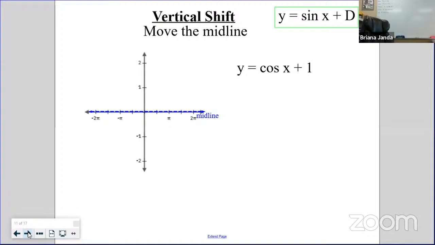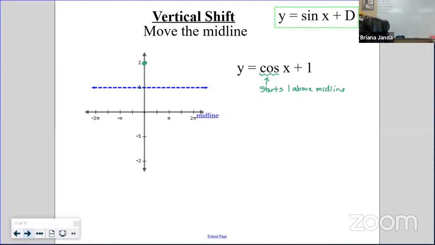So if it says cosine +1, that means my midline is the first thing I would move up 1, and then I would space my graph relative to that. So a cosine curve starts 1 above the midline. Well, if my midline is moved up 1, 1 above that actually goes up to 2. So now my starting point would be here, 1 above my midline.